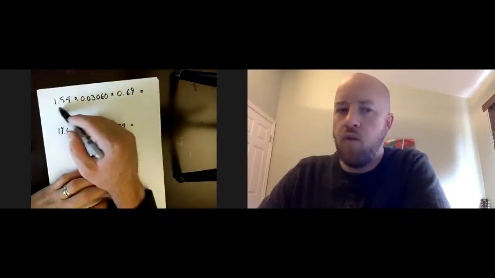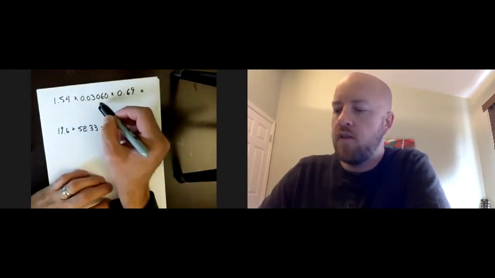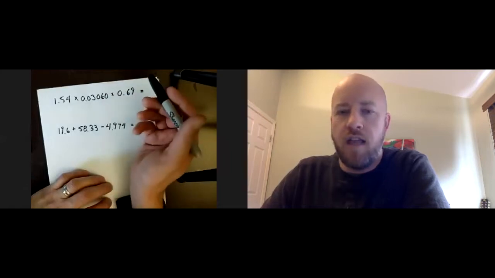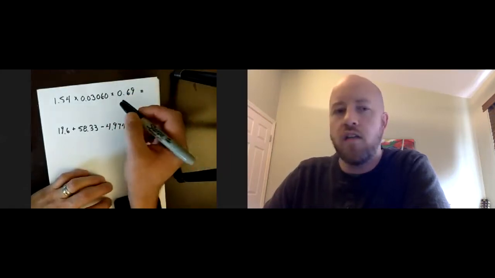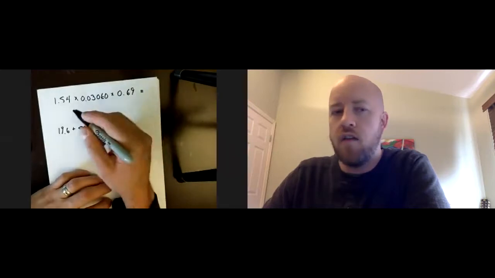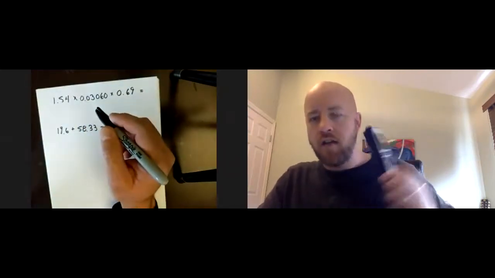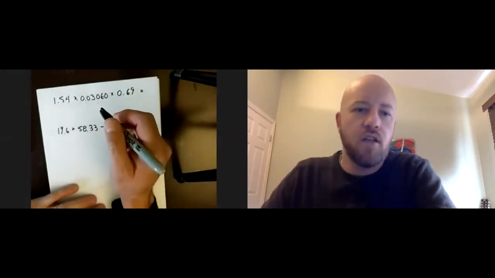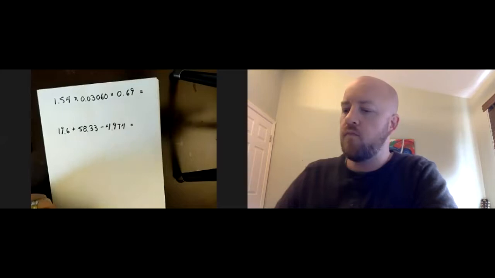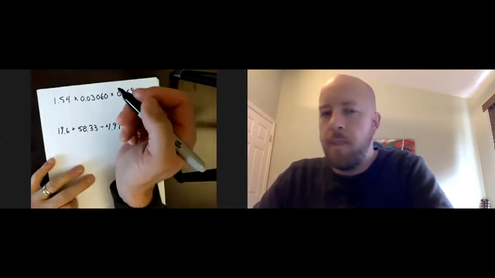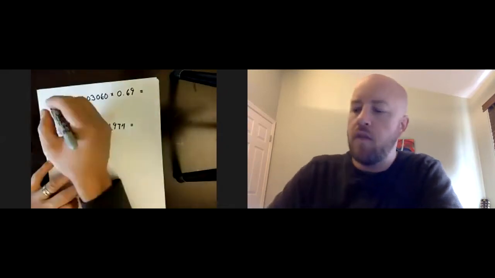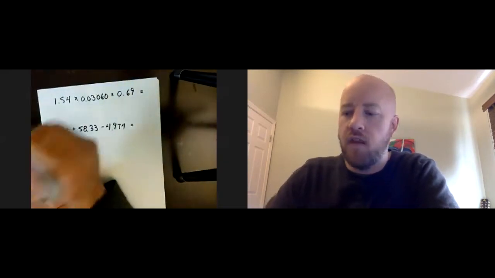So here I have 1.54 times 0.03060 times 0.69. This is an easy problem of just plugging this into your calculator to get the actual number. But the real question is, when you do this, your calculator, especially if you use a scientific calculator, is going to give you a whole bunch of different digits. And so the question is really, how many of those digits are really important? When we're multiplying and dividing, it is based on the number of significant figures. So we have to be able to know what digits are significant.